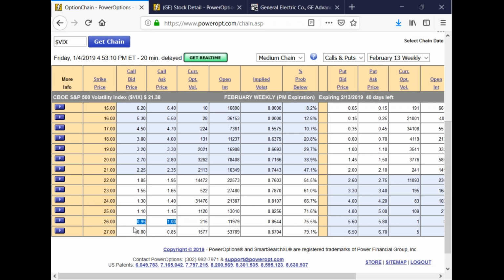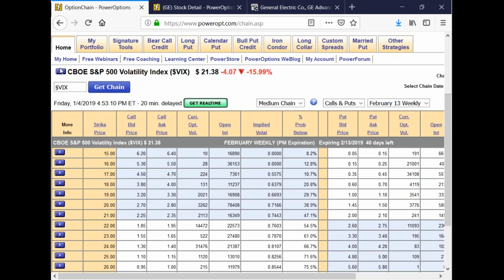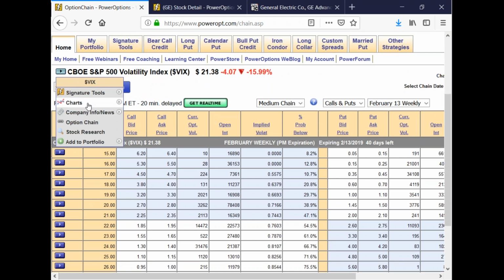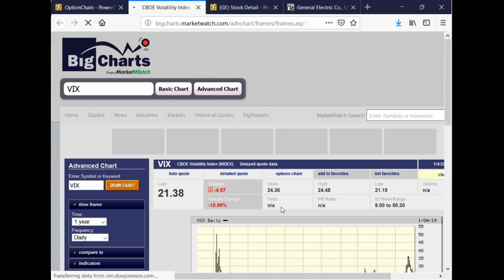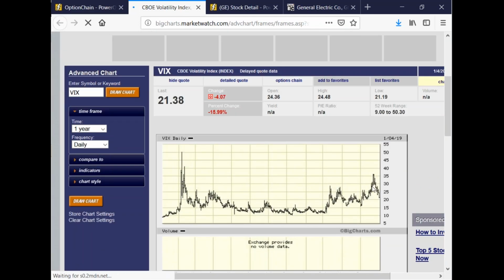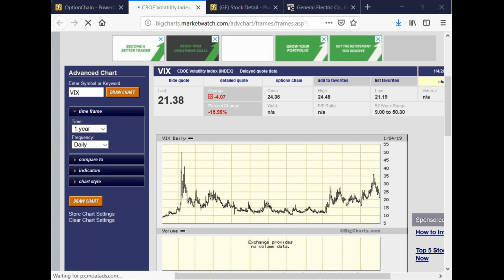It's the dollar premium. Okay? And I want that to represent about 4 or 5% of my total portfolio. But that's at 26. Has the VIX been above 26 recently? Yes. Did it go far above that? Yes. Does it have staying power above that? No. That's about the peak.